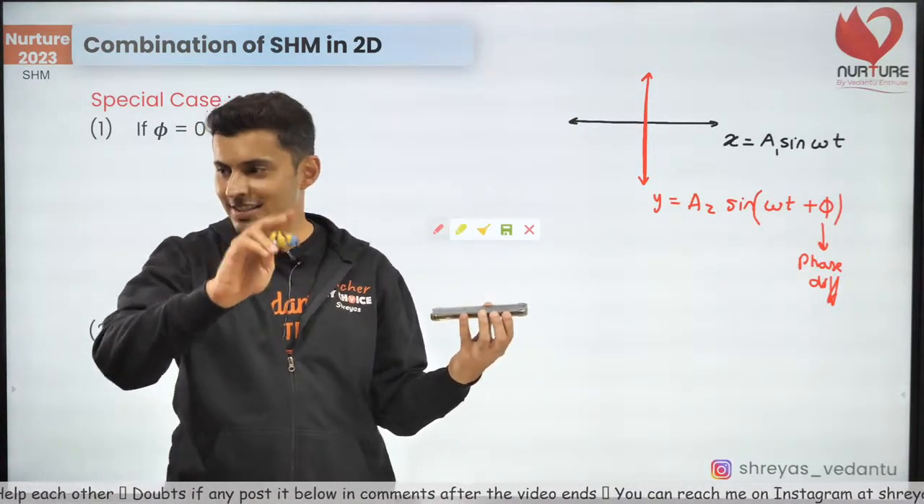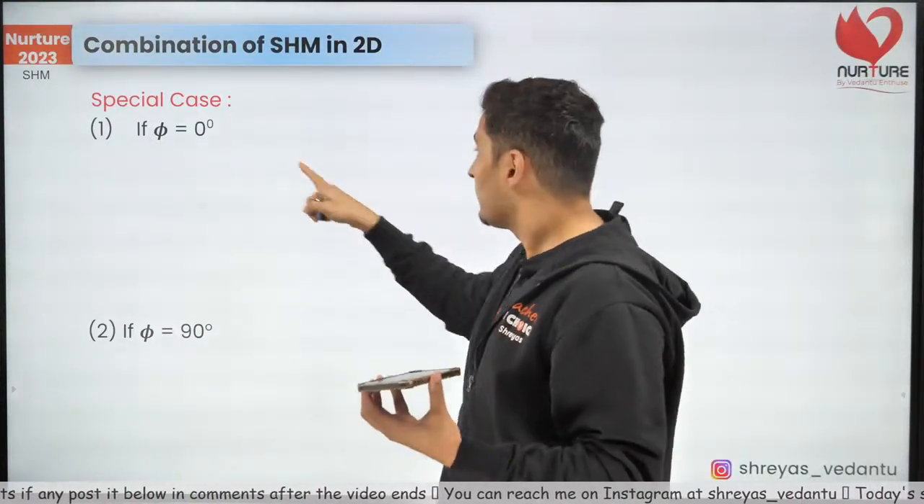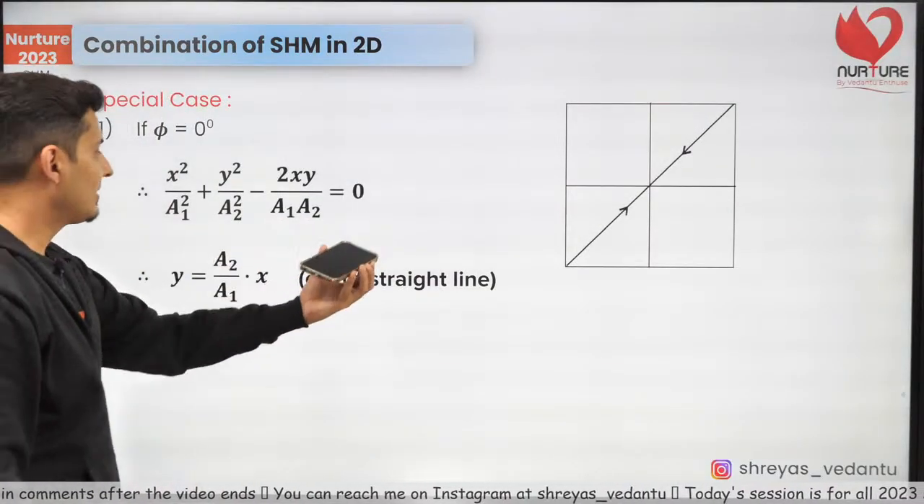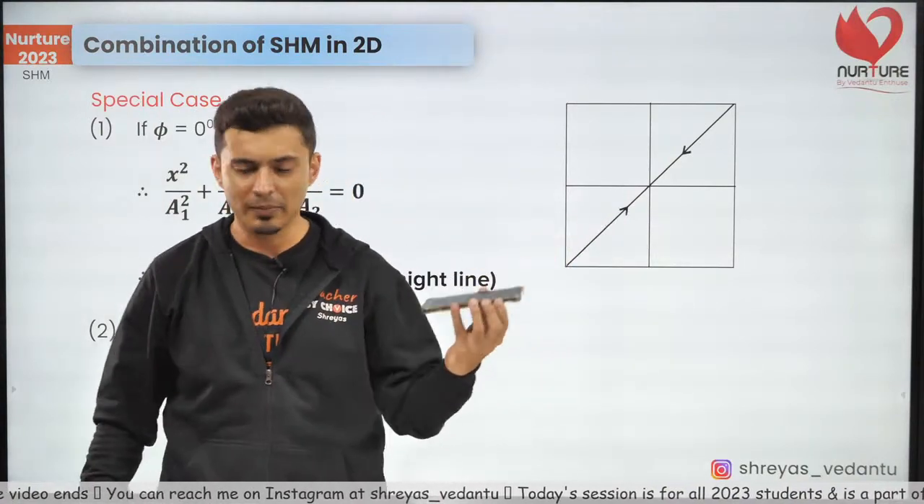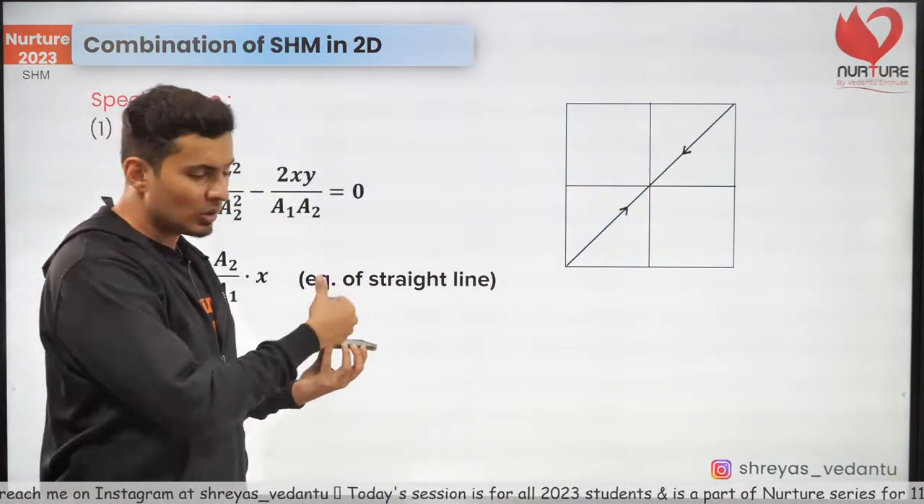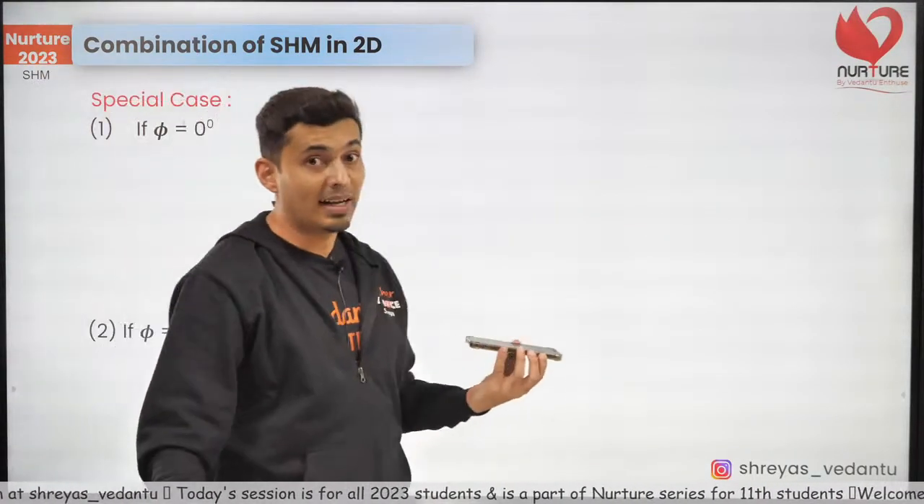Now, let's take the second example. Phase difference is 90 degrees. So for phi equal to 0, we get a straight line. I have put the proof for that on the screen, but yeah, it's okay. Now let's talk about the next. Phi is 90 degrees. So ignore what is there on the line. In fact, I will remove it. Okay, and see what happens when phi is 90.